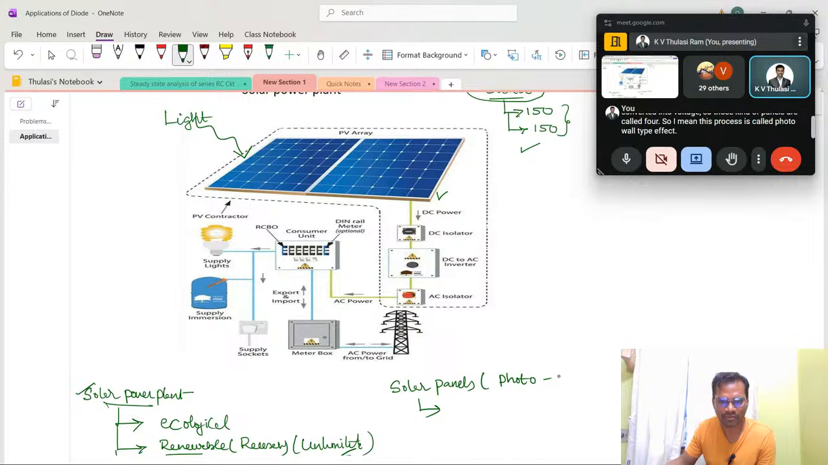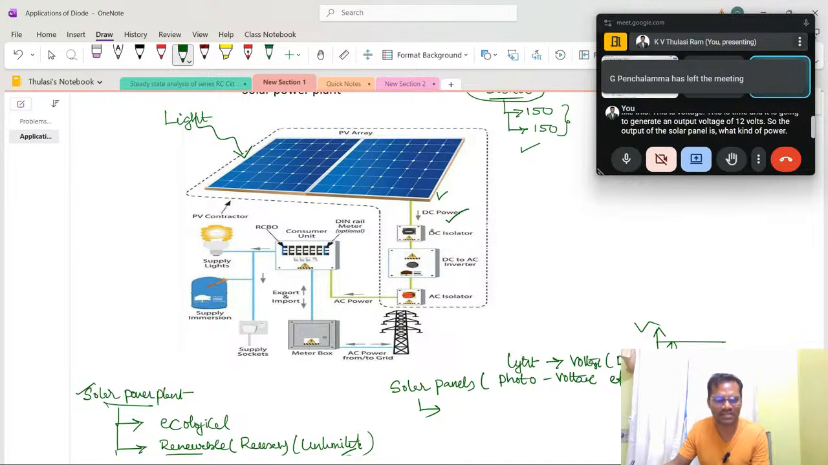So what does the photovoltaic effect mean? Our light energy is converted into voltage. What kind of voltage? DC voltage. The voltage will look like this: this is voltage, this is time, and it generates an output voltage of 12 volts. So the output of the solar panel is a DC supply.